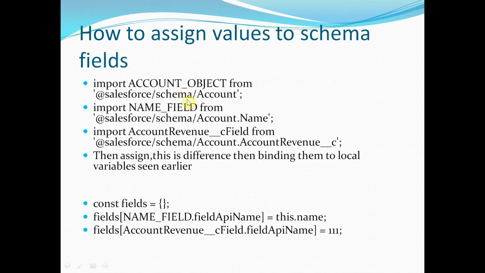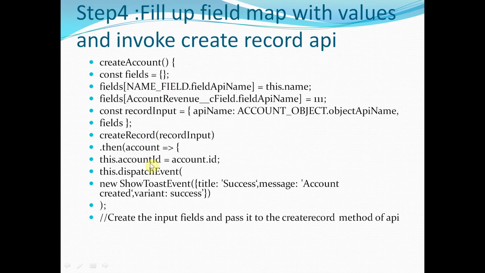So let us see how, if you want to assign, how do you assign the account object? You have to import the object name and the field names that you want, and then you want to assign the field values. This is coming from the UI. Okay, you create the object, and finally you will have to pass it to this kind of an object where you pass the API name and then the fields.